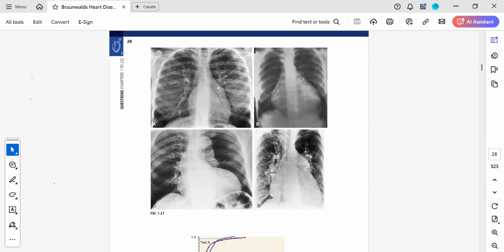118 is mitral stenosis. 119 is aortic regurgitation. 120 is atrial septal defect. And 121 is pericardial effusion. Okay, so I'll start with the mitral stenosis.